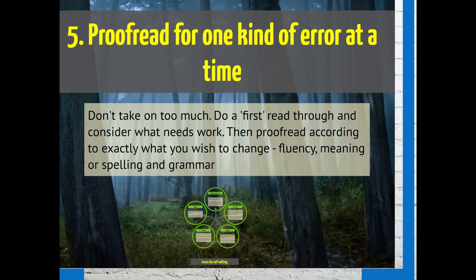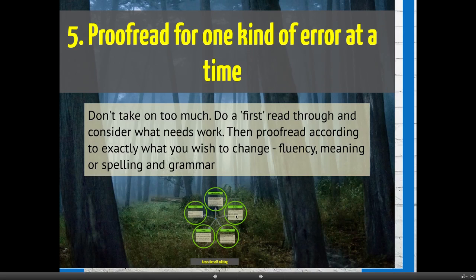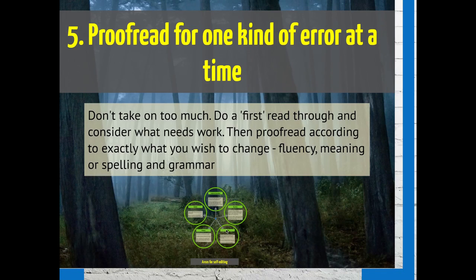And here I'd like to introduce you to what we call the proofreading wheel, which has some suggestions as to areas you might look at when you're proofreading. And the key message here is that you mustn't take on too much. Many people try to proofread for every single sort of error at once, and that's just too large a job to be able to do well.